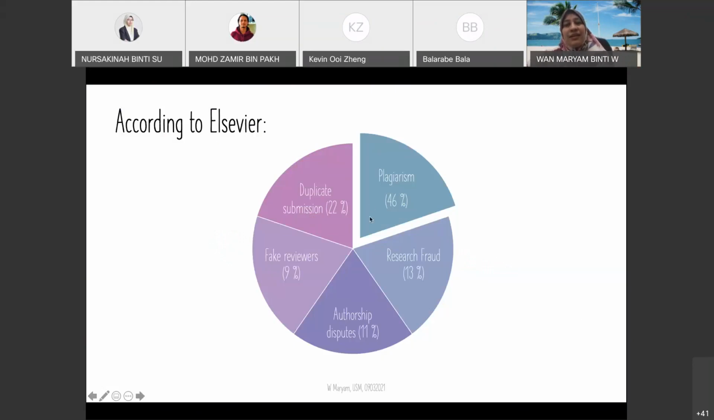46% of ethics was on plagiarism. So they checked this, right? 46% is on plagiarism, 22% is on duplicate submission. What does that mean? It means you have published elsewhere and then you publish again. Don't think they don't check this. They check this. Okay, 13% was research fraud. It means you are giving false data, false research.